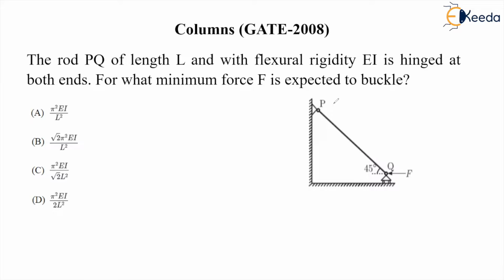There is a rod of length L, the total length, and it is hinge jointed, pinned at both points. It is inclined, and if force F is applied at the roller joint, it will move in the horizontal direction. But due to this, a reaction will be developed at point P, and a condition will come where buckling will start. So it means that Euler's load will be achieved.